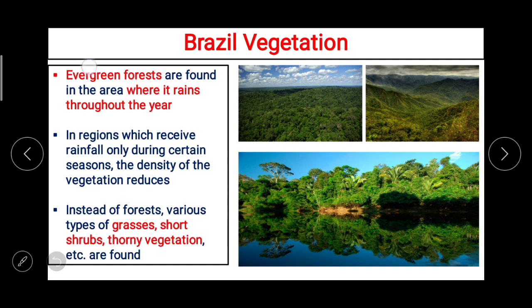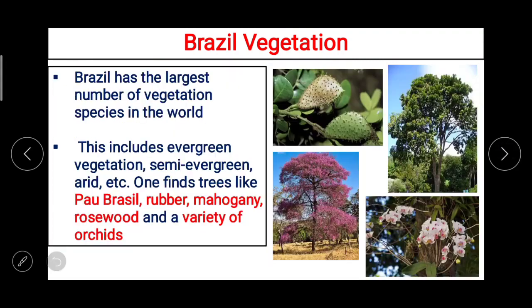Evergreen forests are found in areas where it rains throughout the year, and in regions which receive rainfall only during certain seasons, the density of the vegetation reduces. So instead of forest, various types of grasses, short shrubs, thorny vegetation, etc. are found there. Again I am repeating, it all depends on the rain. Next to the evergreen forest, Brazil has the largest number of vegetation species in the world. The largest number of vegetation species, that is of plants, is in Brazil.